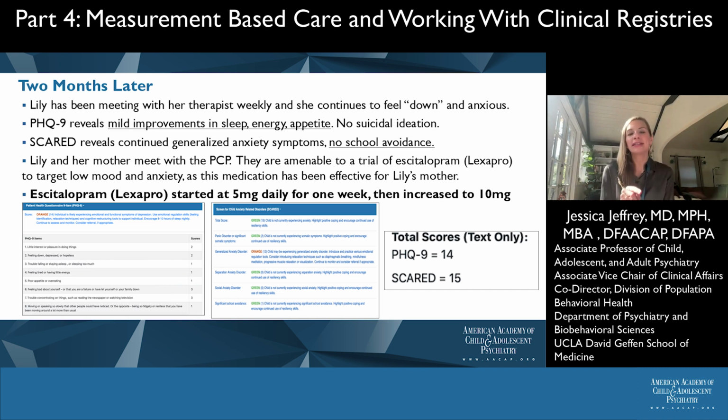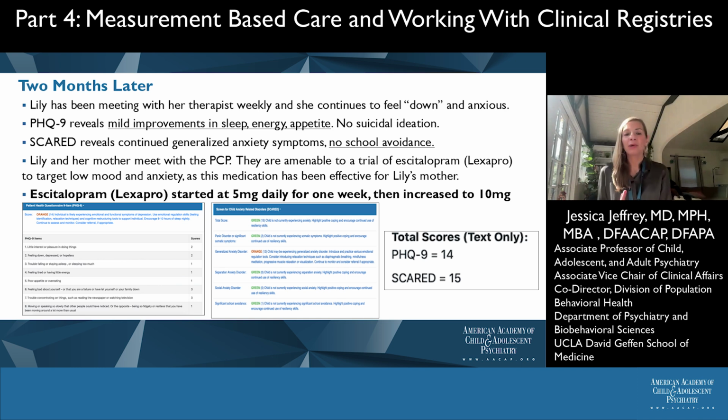The SCARED revealed continued generalized anxiety symptoms, but no school avoidance this time. Lily and her mother then discuss with the PCP how best to continue her care so she can meet her treatment goals. At this point, they are amenable to a trial of Lexapro or escitalopram to target her low mood and her anxiety, again noting that Lily's mother did really well on this medication previously. The primary care provider will start Lexapro or escitalopram at 5 milligrams daily for 1 week, and then increase it to 10 milligrams.